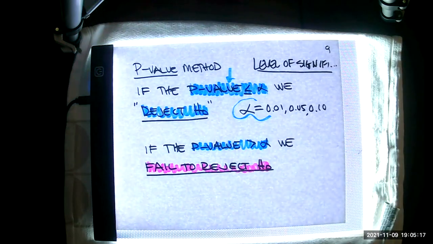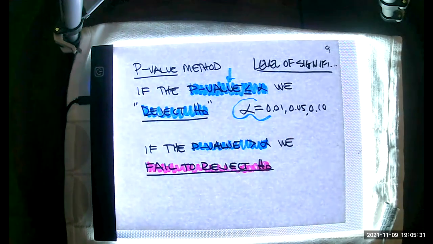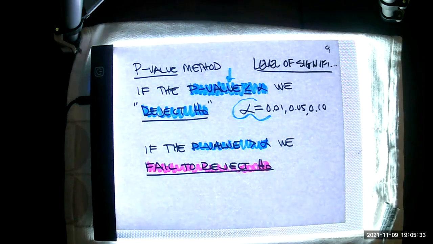You're finding exactly the same thing that you find in the other method in a slightly different fashion, but it's exactly the same information. It's entirely equivalent. And it's just neater and cleaner to do with the p-value method, so all big boys and girls use the p-value method.